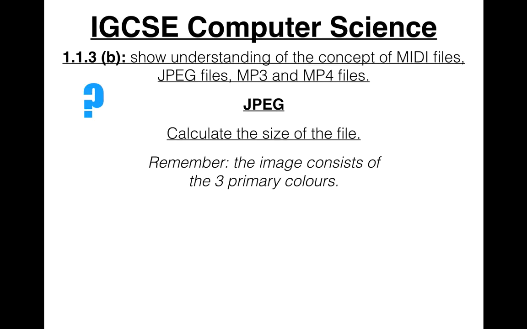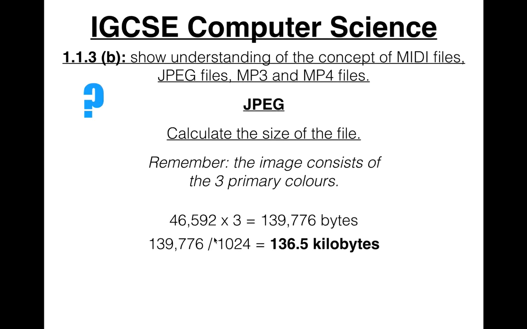Calculate the size of the file. So remember that the image consists of 3 primary colors, we're assuming. So it would be this value times 3, which gives you that many bytes, and divided by 1024 to give you 136.5 kilobytes.